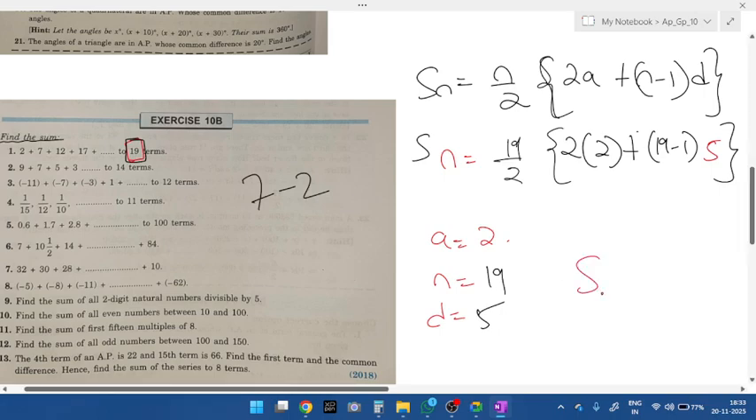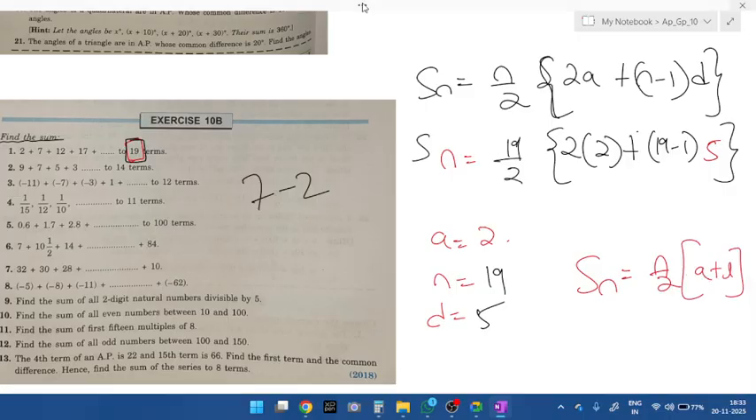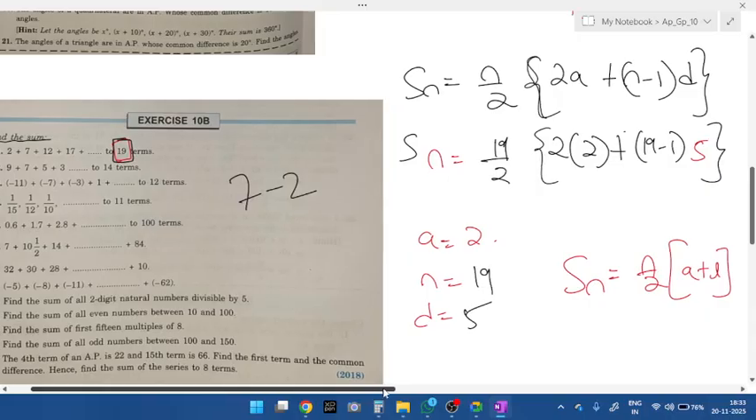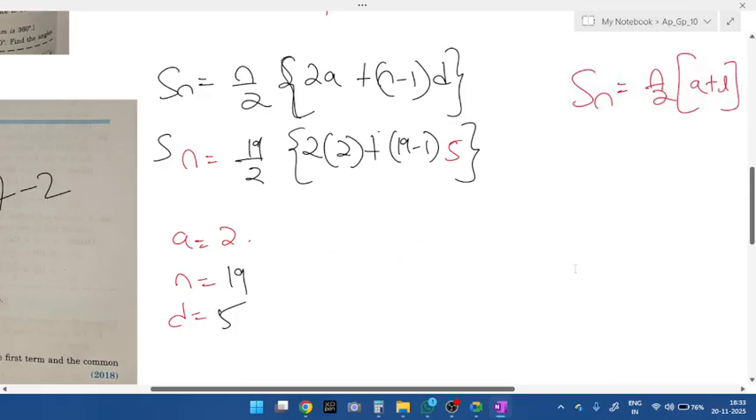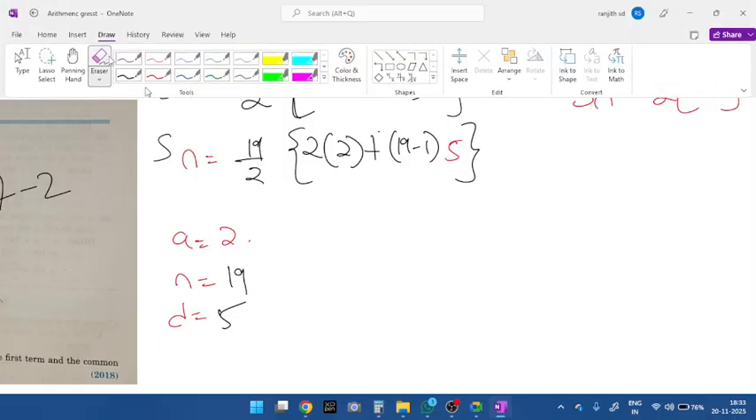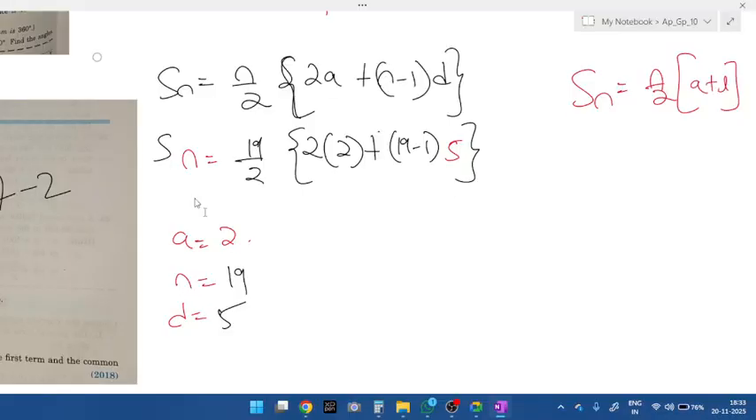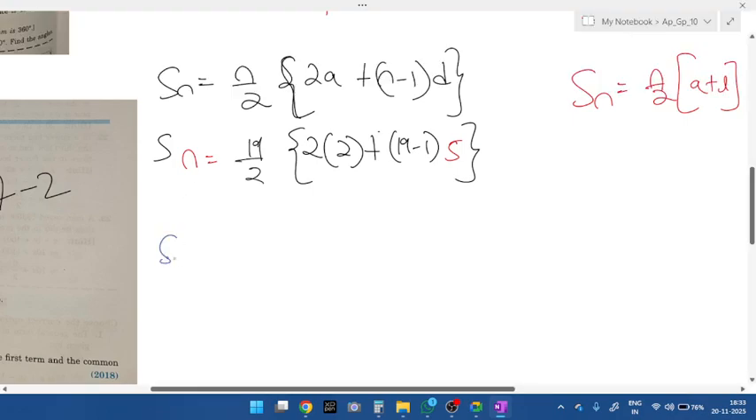Because there was one more formula, I got confused with this: S of n equals n divided by 2 into a plus l, first number, last number. Complete this. There is one more formula, I'll explain what this formula stands for. S of n equals 19 by 2 into.